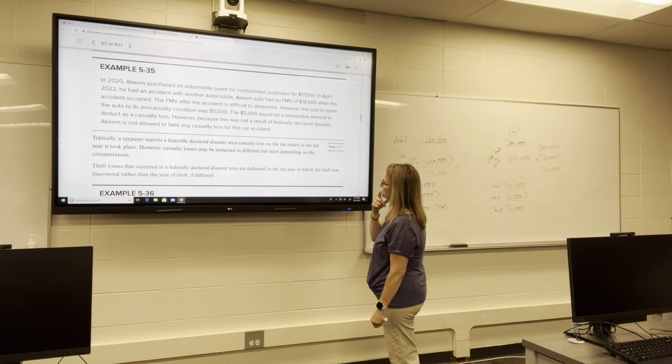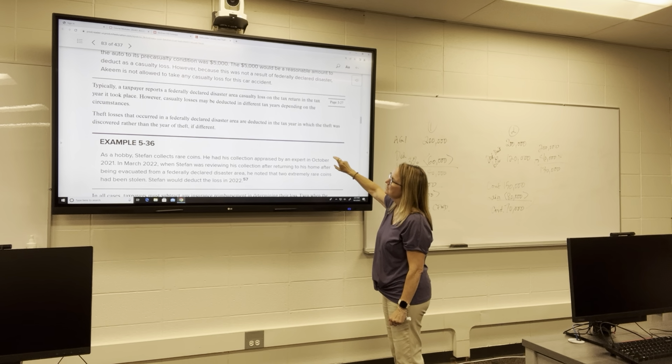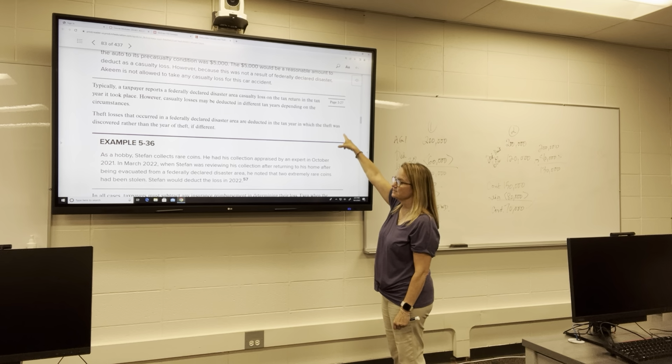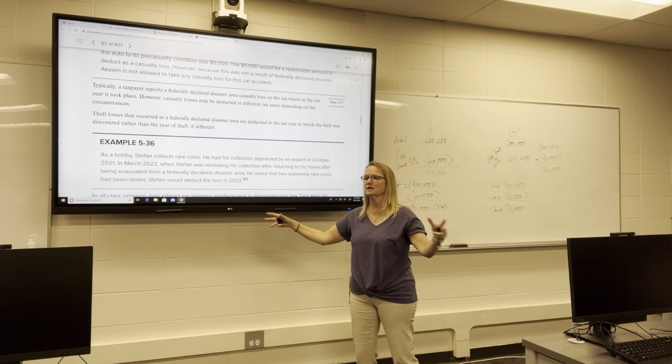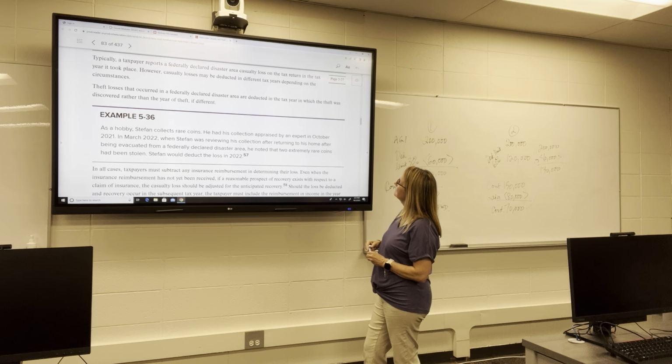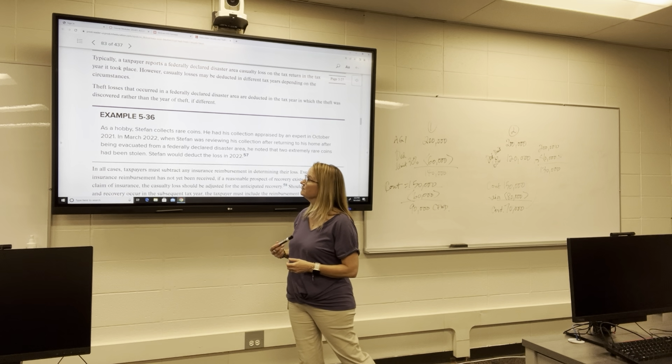Casualty losses may be deducted in different years depending on circumstances. Usually you'll deduct it on the tax return in the year that it took place, but the recovery efforts, losses, and insurance can span months, so you can deduct them in different tax years as well. Theft that occurs in a federally declared disaster area can be deducted in the year in which the theft was discovered rather than the year of theft.